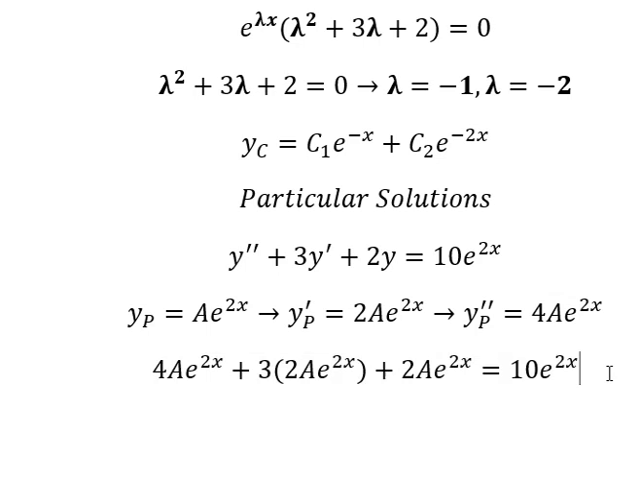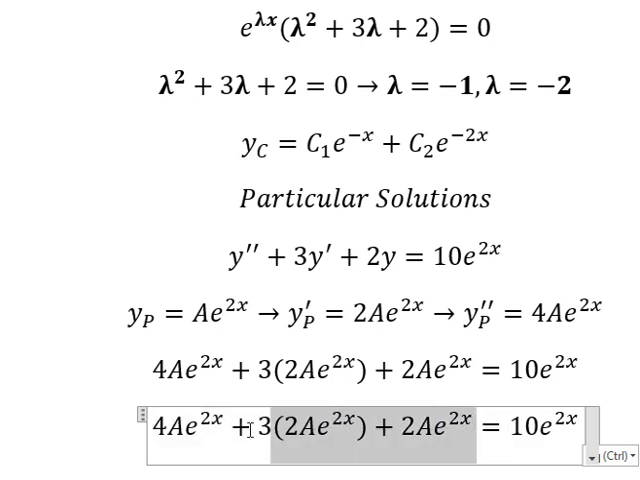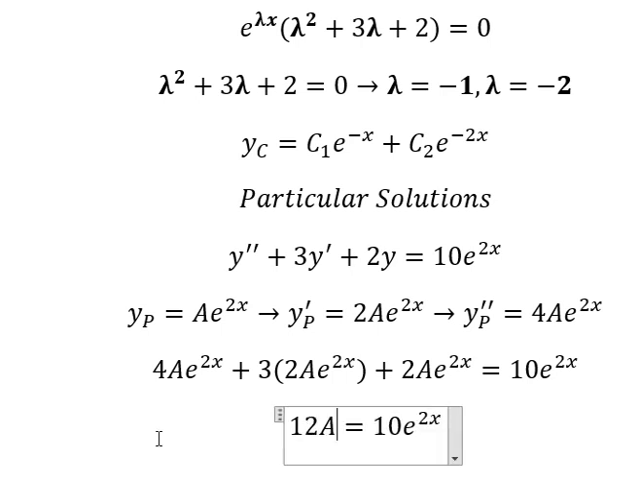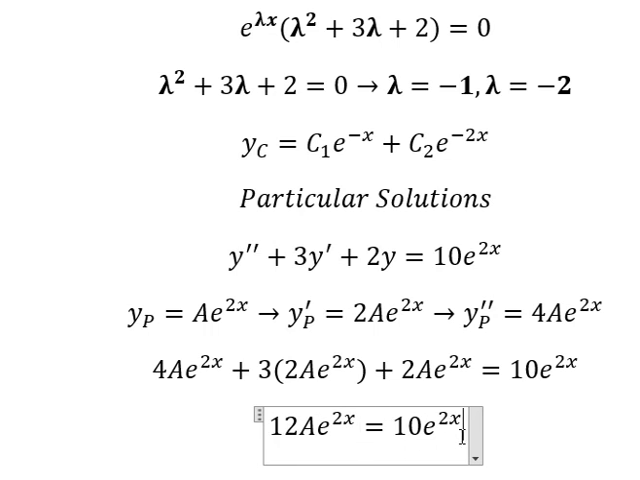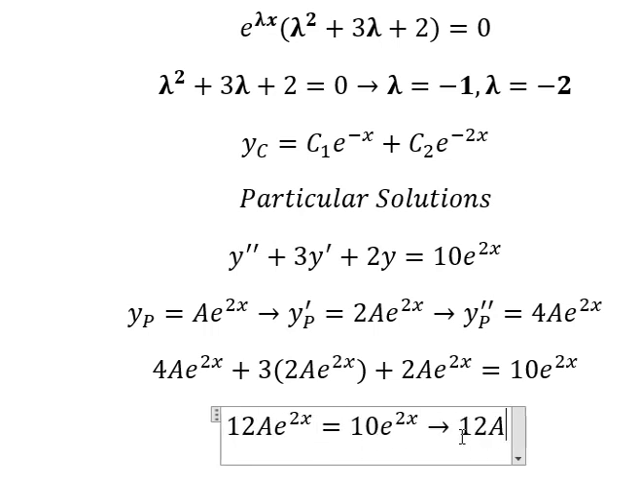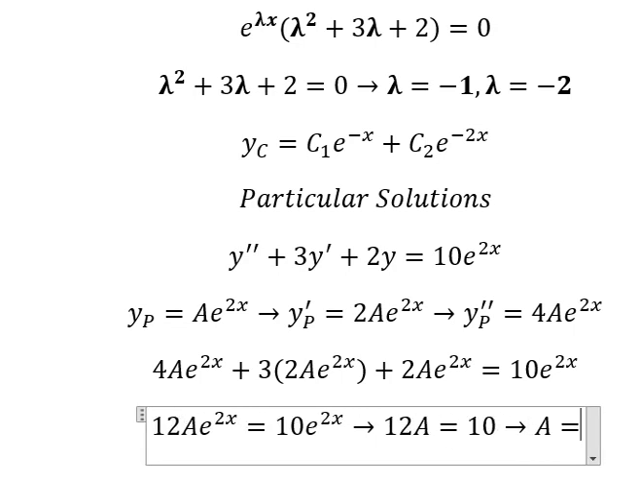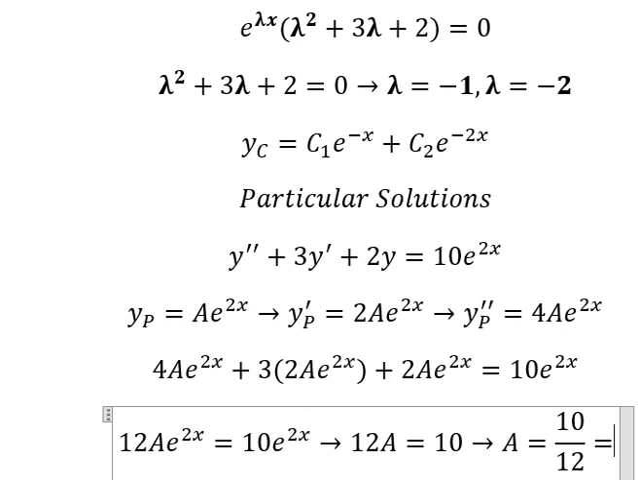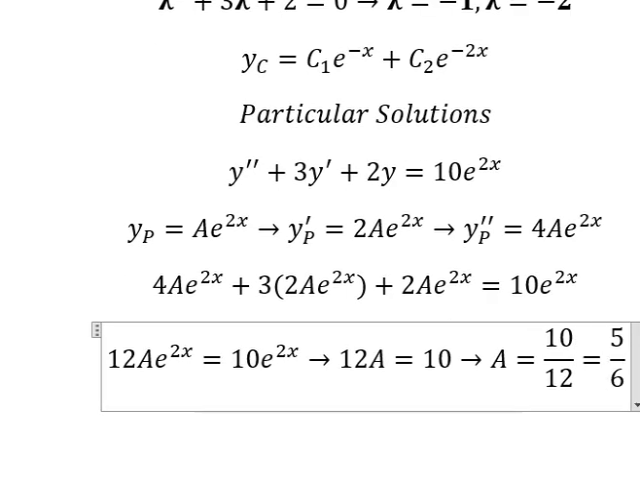Next, we need to simplify. We have 4 plus 6 and 2, so we have 12. Next, we have 12A equals 10. And now we can find capital A in here, and that should be 5 over 6.